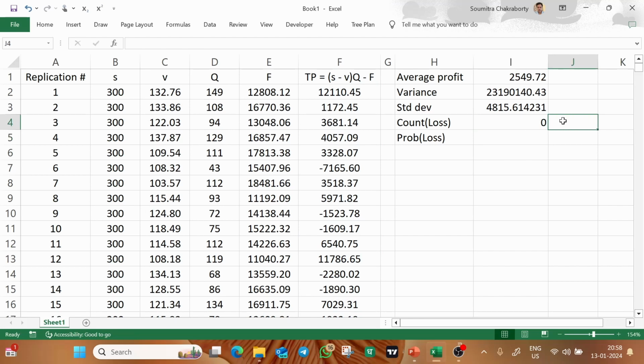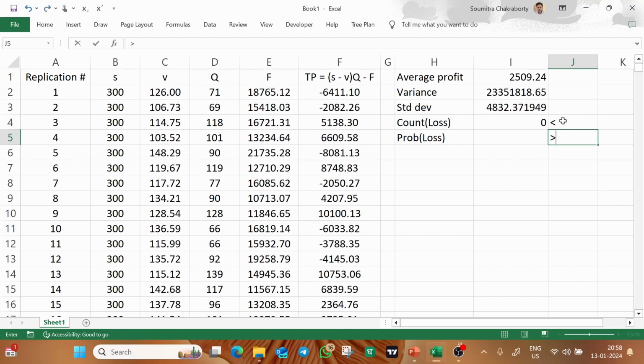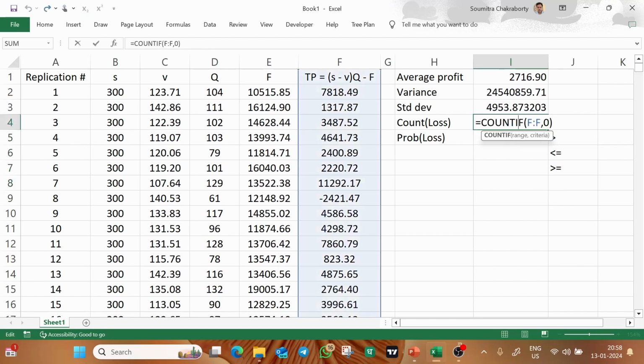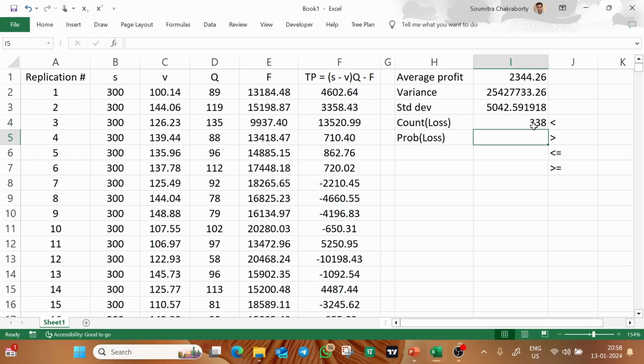But if you use a less than sign, or greater than, or less than or equal to, or greater than or equal to, then you cannot write it in this way. In that case you have to use this particular syntax, this and 0. So this will give you the number of cases out of these 1000 for which a loss has occurred. That means negative profit. So it has counted only the negative profit rows from these 1000 rows.